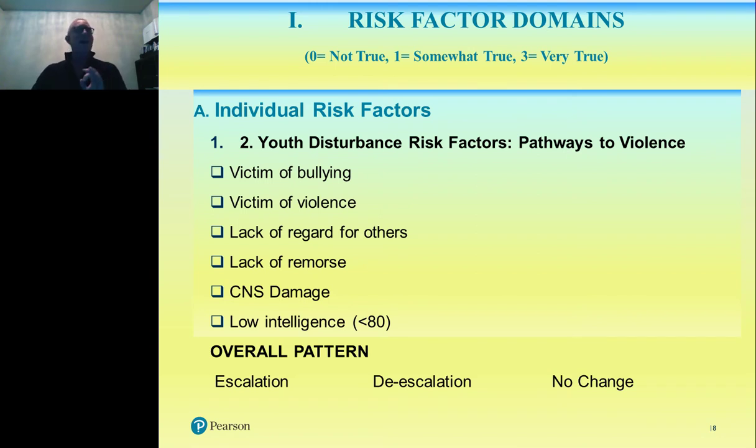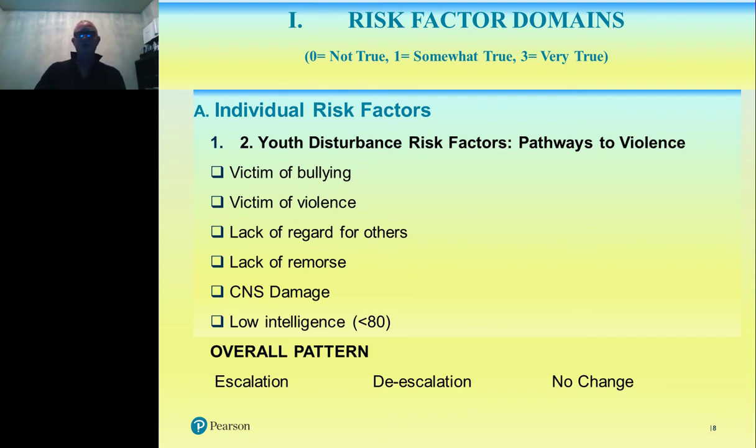We say that these are pathways to violence. The reason is that there are correlational studies showing that behaviors the child has are associated with violence, but they aren't as firmly ensconced in the literature as predictive as the risk factors themselves. Yet they contribute to the pathway that may eventually erupt or emerge as violent behavior. So you would score the child with a 0, 1, or 2 along each of these items, where it's not a risk factor, or it's somewhat true, or this is a very true risk factor.